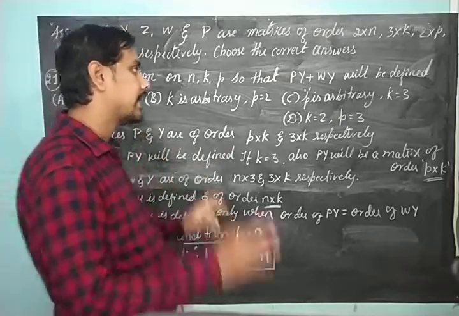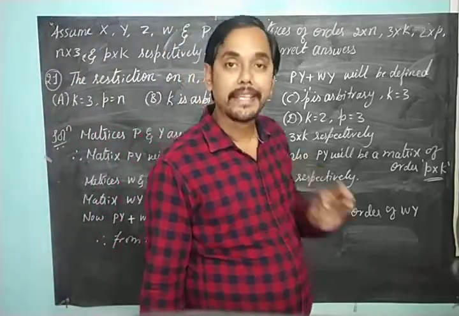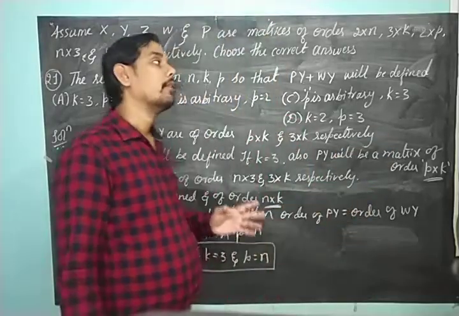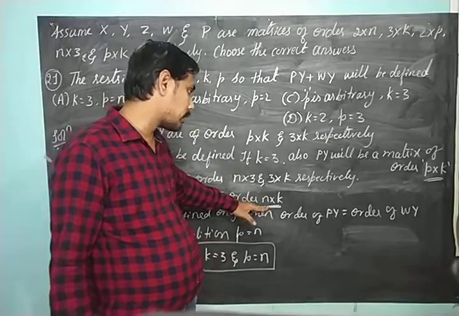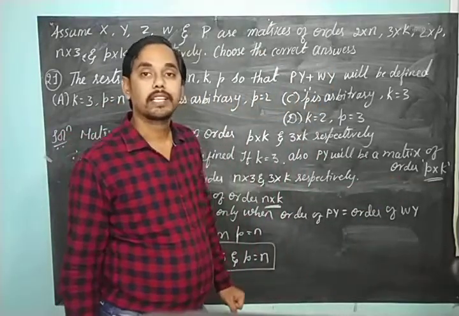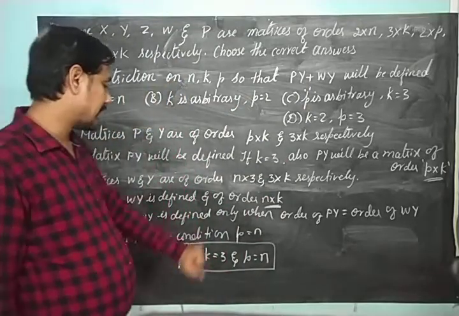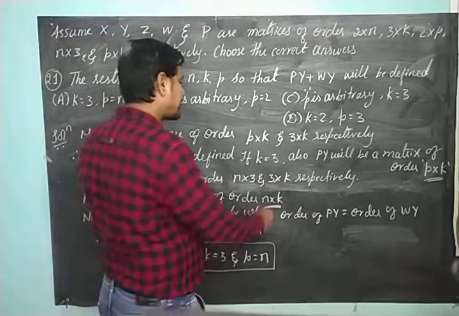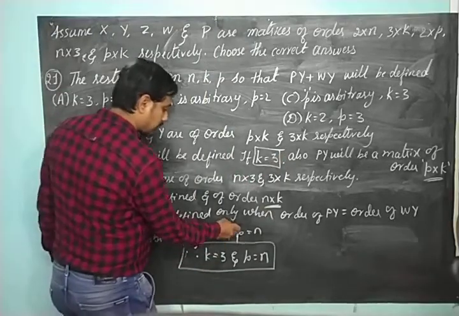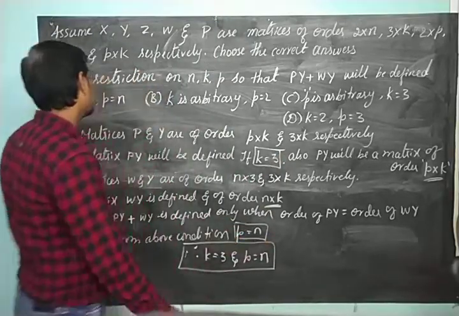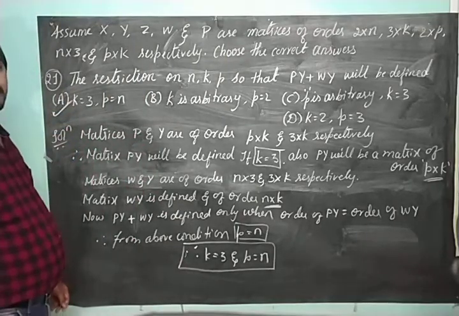Because in addition of matrices, it is compulsory that the order of both the matrices should be equal. With that consideration, we can say that n is equal to p, because the order here is n cross k and the order here is p cross k. Here we got that k is equal to 3, and here we got that p is equal to n. So the option k is equal to 3 and p is equal to n, option A, is the right answer.